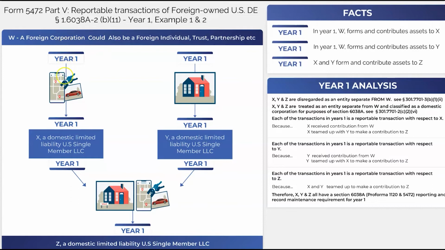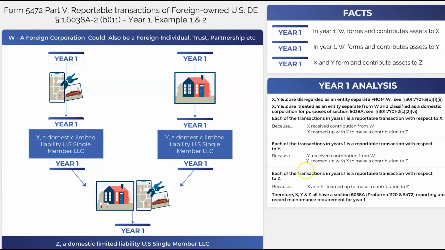So the contribution from year one that X received, when X files the 5472, it's going to declare that contribution that it received from the parent. Another reason why X needs to file pro forma 1120 and 5472 in year one is because X and Y teamed up to make a contribution to Z. So these contributions they made, X is going to report that transaction. So here you can see that X has two types of transactions to report: the asset it got from the parent as well as the asset it contributed to Z.